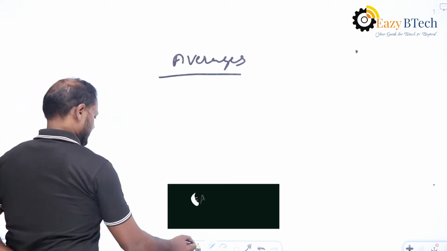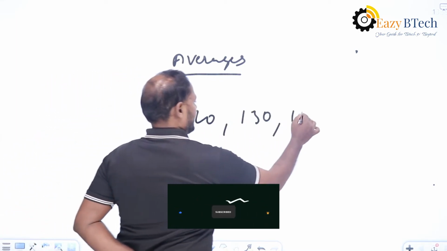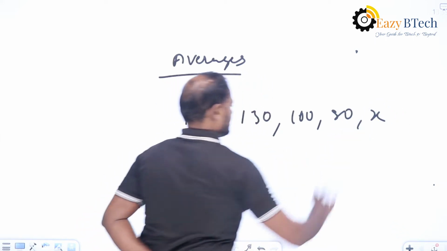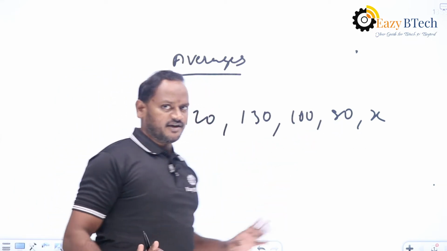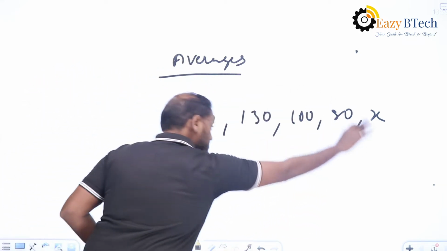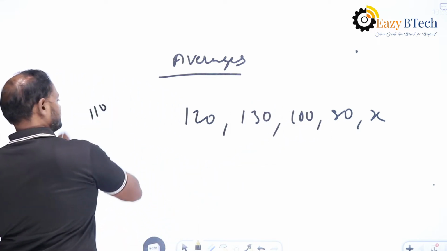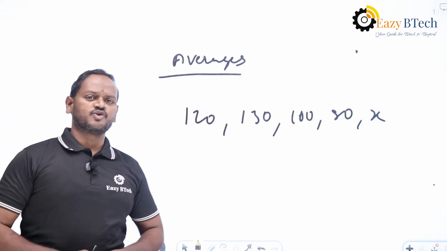120, 130, 100, let's take 80, x. These are the given numbers. The missing number is x. Right? So their average is given as, let's take 110. The average is given as what? 110. Then find the x. That is the question here.